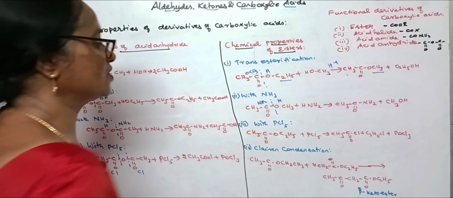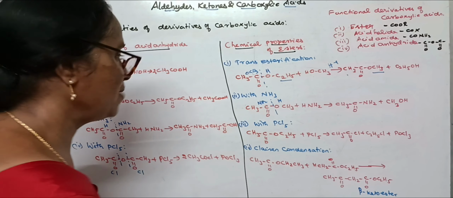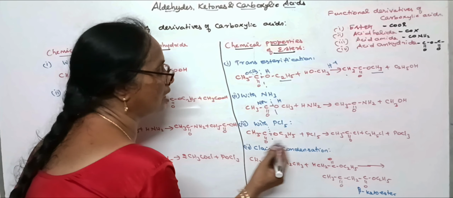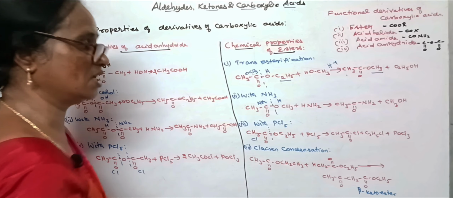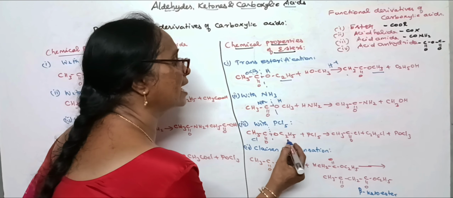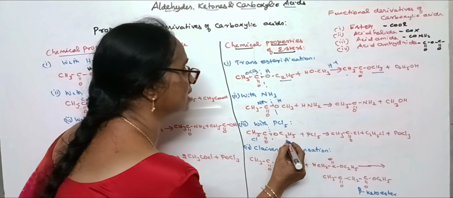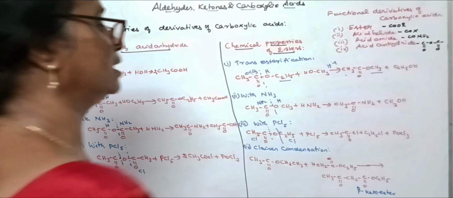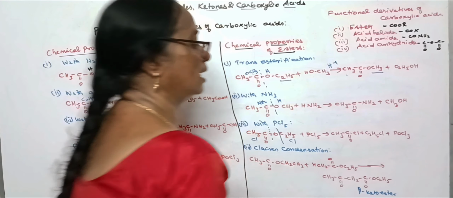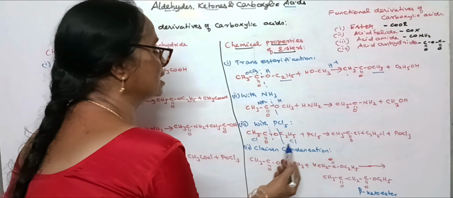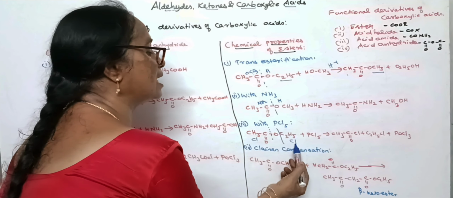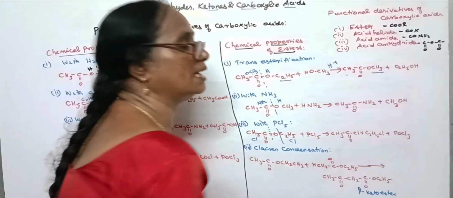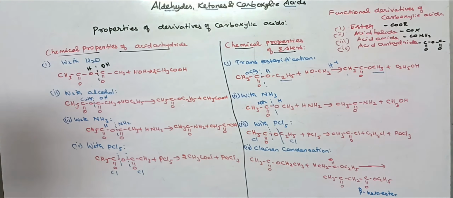Then with phosphorus pentachloride, in the same way, we will get the splitting of the acyl and alkoxy parts. Here one halogen will be there, and in this case we will get another halogen, and the oxygen combines with the PCl5 to make POCl3. So two halogens are shared with the acyl part and the alkyl part, and one more PCl3 group with the oxygen makes the POCl3 compound.